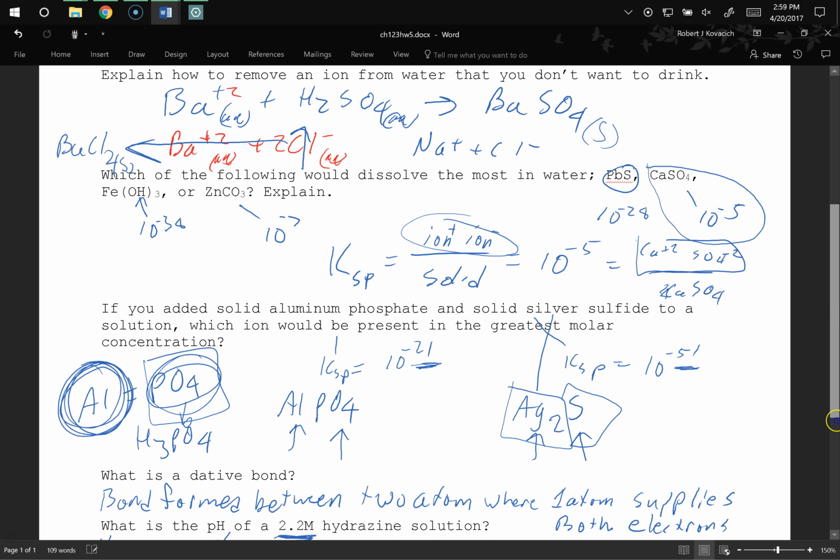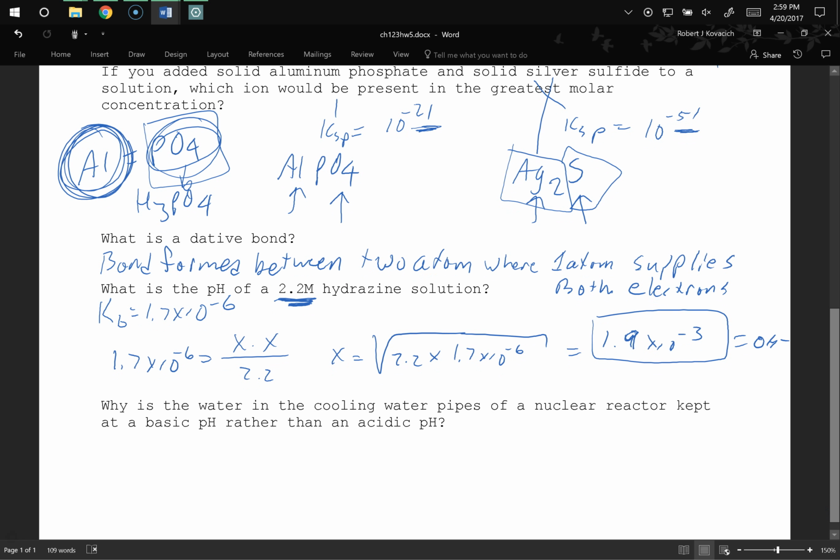So I'm going to get my pOH equal to 2.71. So what's my pH? 11.29. Does that number make sense? Because it's above 7. Okay.